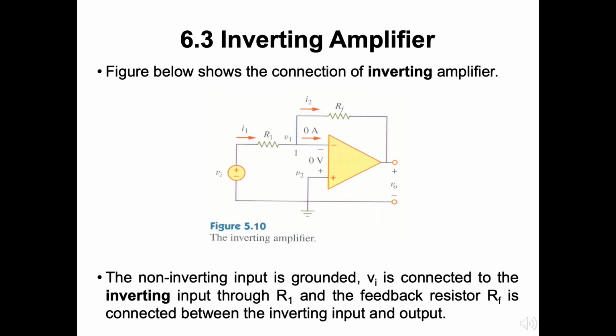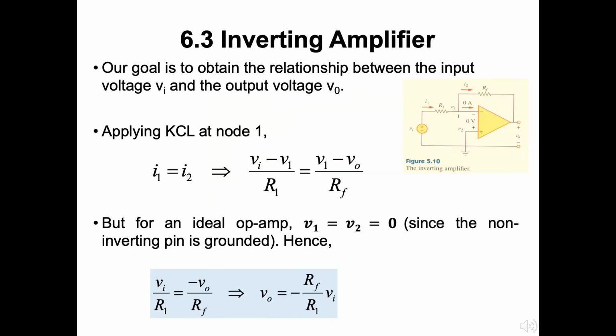Inverting amplifier. The figure here presents the inverting amplifier. From this figure, we understand that the non-inverting input is grounded, while VI is connected to the inverting input going through R1. Another feedback resistor RF is also connected here between the inverting input and the output. Our goal is to obtain the relationship between the input voltage VI and the output voltage VO.